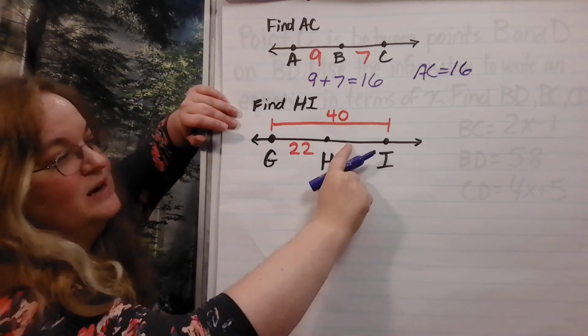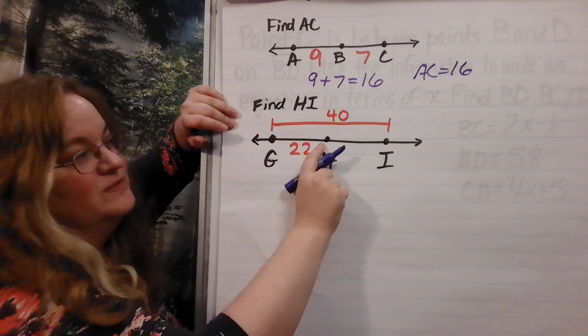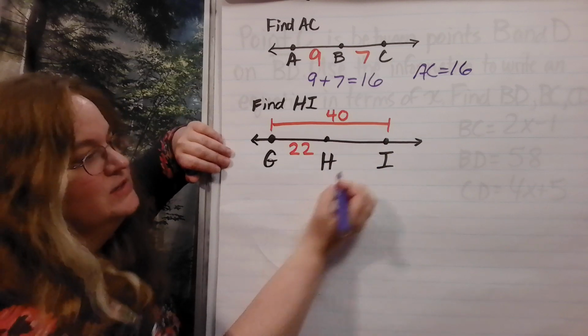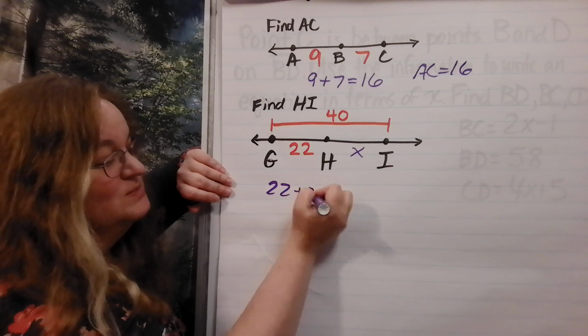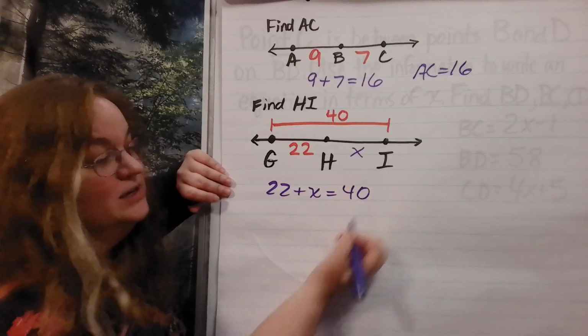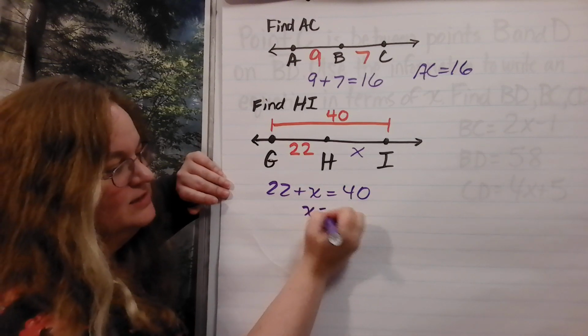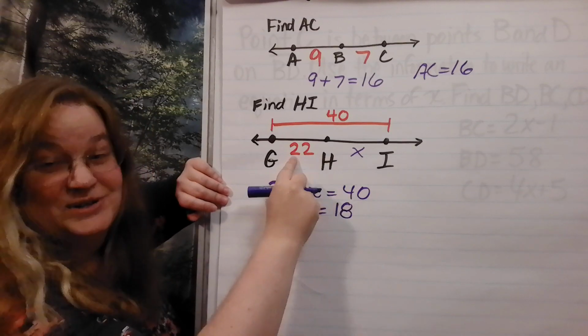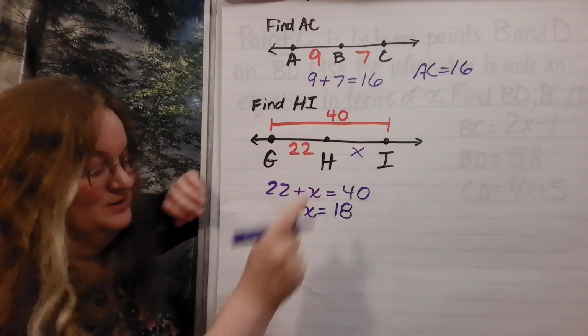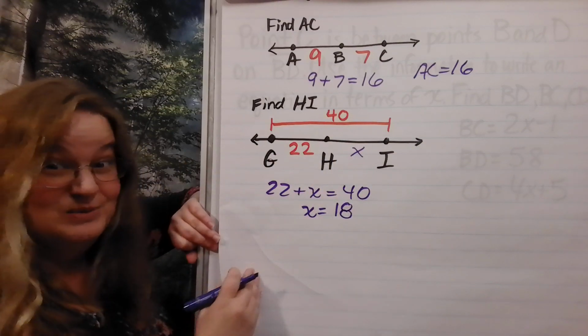For this one, I have the whole length and one of the segments, and I need the other one. So if we were to, for instance, call that X, 22 plus mystery number equals 40. So when you subtract, you get that the missing distance is 18. And of course, 18 plus 22 is in fact 40. Okay, so let's look at a little bit more complicated problem.